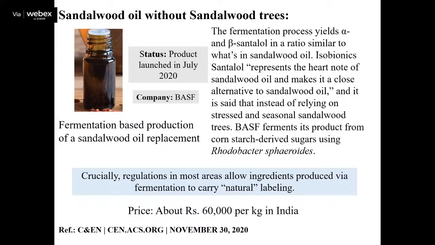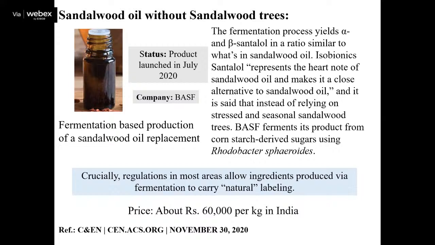Here, the product was launched very recently. Earlier it was developed by some other company, but now it has been taken over by BASF. It is a fermentation-based production of a sandalwood oil replacement. The fermentation process yields alpha and beta santalol in a similar ratio to that in sandalwood oil. The trade name is Isobionics. Santalol represents the hot note of sandalwood oil and makes a close alternative to it.